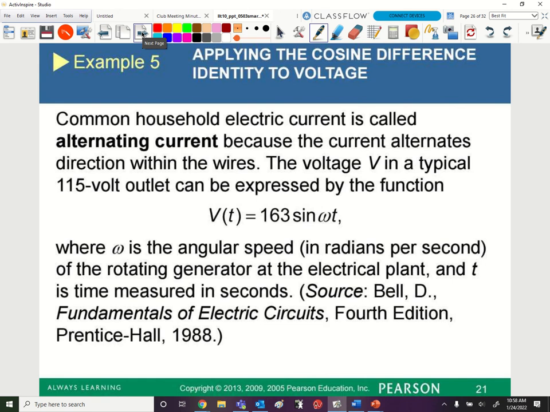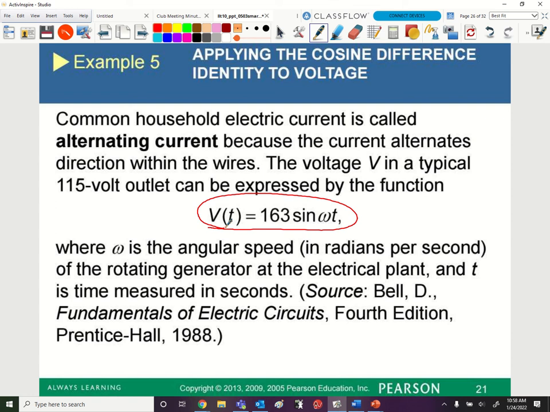So this next one right here, applying cosine difference to identity voltage. Common household electricity currents are called alternating current because the current alternates direction within the wires. The voltage V, typically a 115 volt outlet, can be expressed as this function right here. These are all going to be word problems, where W is the angular speed, in radians per second, of the rotating generator at the electrical plant, and T is time measured in seconds. This is real math, a real application of this.